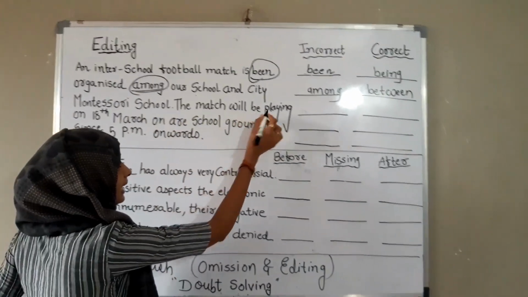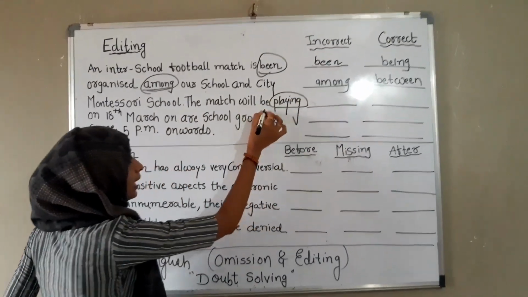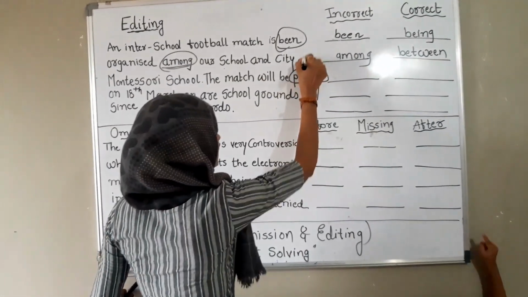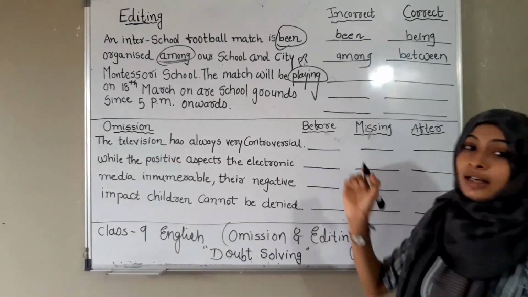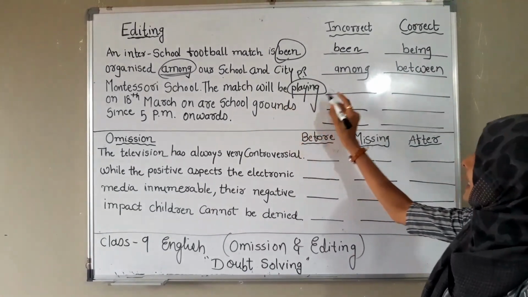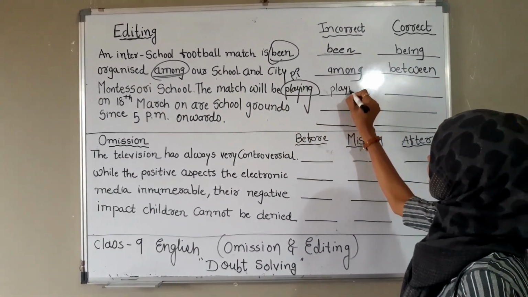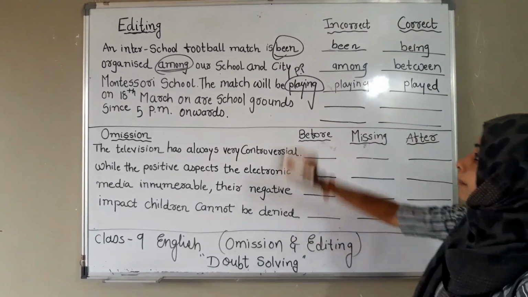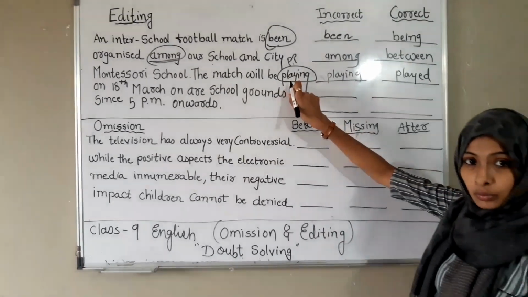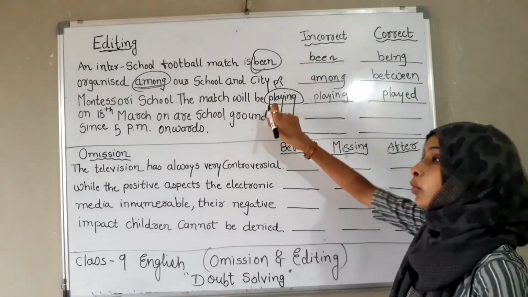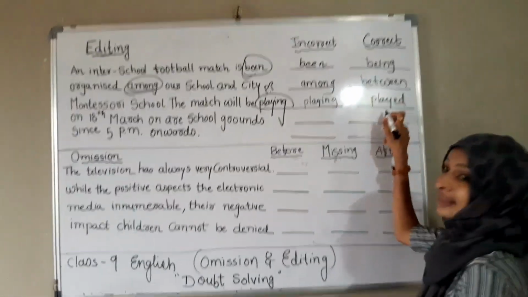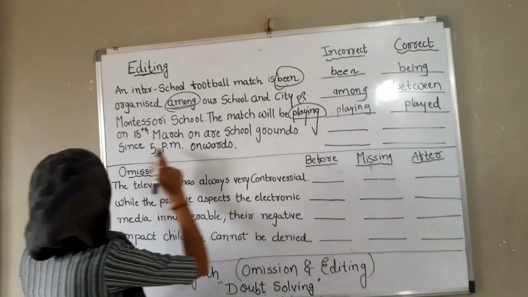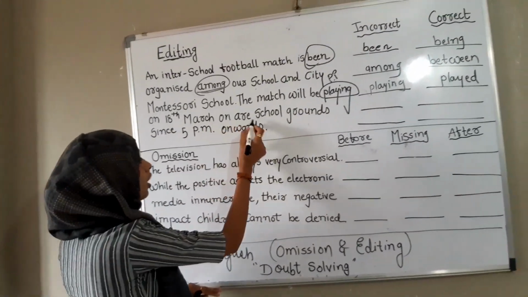The match will be here playing. After will be, we cannot write the ing form. Here the PP form, the past participle form, will come. See, will be playing. Playing is incorrect. What will come? Played. The root word is play. What is the past form? Played. What is the past participle form? That is also played. So here we can say the match will be played on 18th March on and.